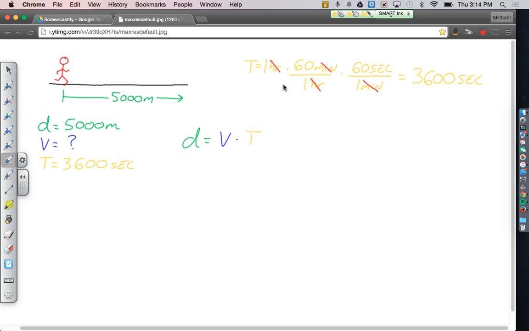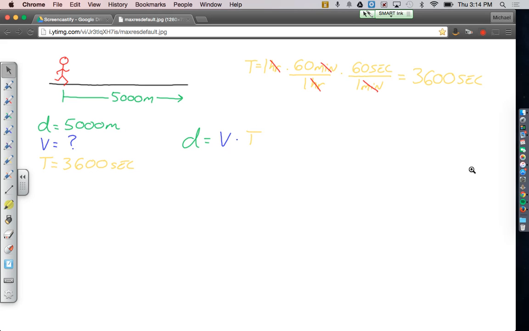Our equation is not set up for the variable that we want, but that's okay. We can get it pretty easily. How we're going to do that is we're going to take the velocity and divide the time out right here. Divide by time, and that way we can get the velocity all by itself. And when we do that, here's what it is going to look like.